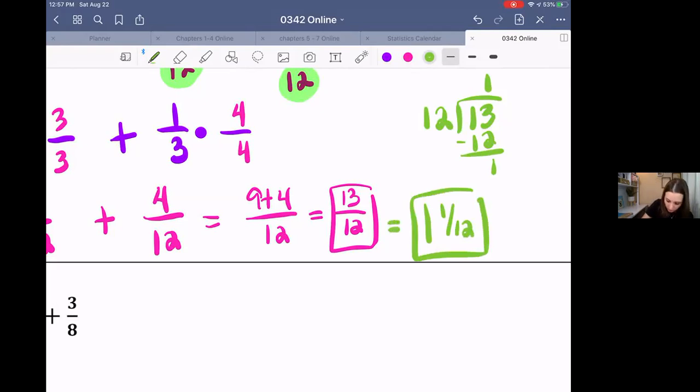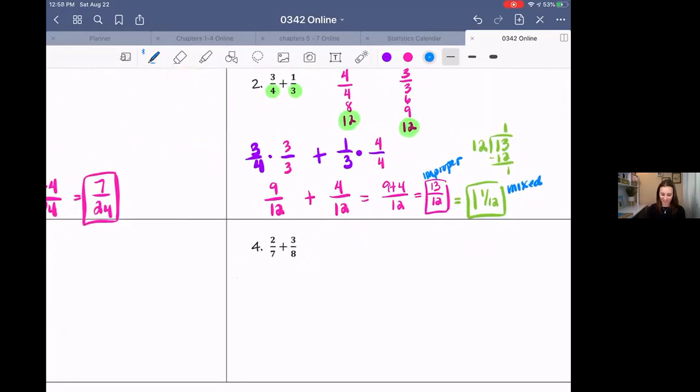This is called improper, and this is called mixed. It's mixed because it has that one whole number and then it's joined with the fraction. So it's a whole number and a fraction. And improper is because it's larger on top. So, sorry, I have hair in my face.